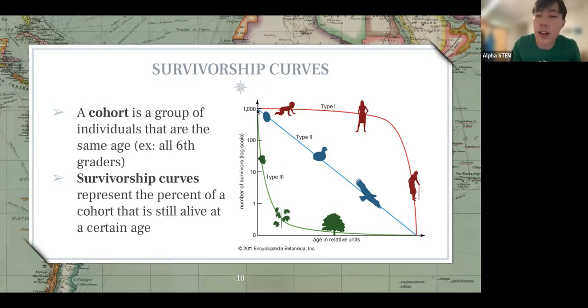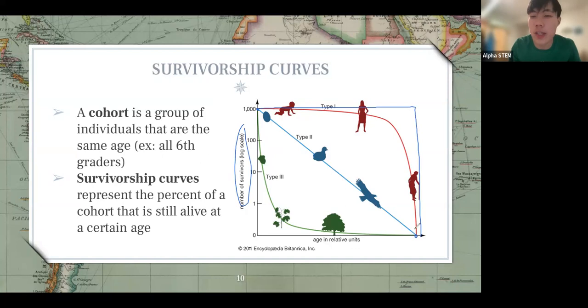If we can gather that data, then we can plot it on a chart that often looks like this. Notice that this is a log scale. It shows the number or percent of survivors still alive at a certain age. Obviously at the very start, at birth, everyone is assumed to be alive. But then over time, eventually the curve will reach a point at which it's zero. So everyone has to die at some point.